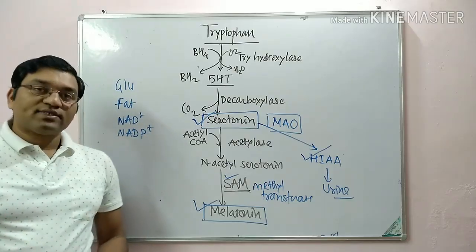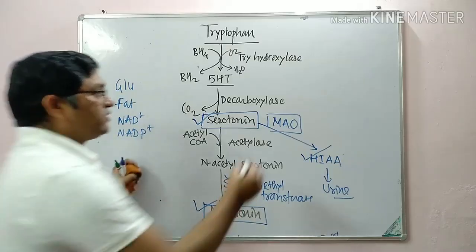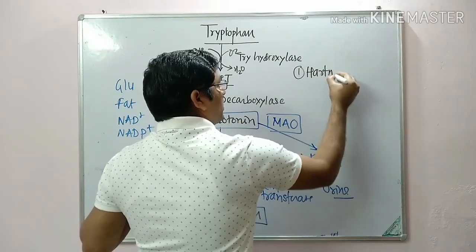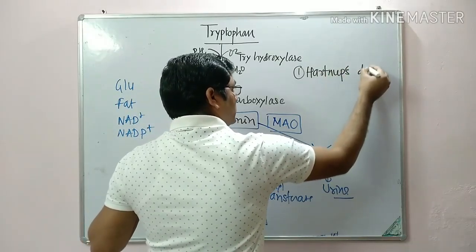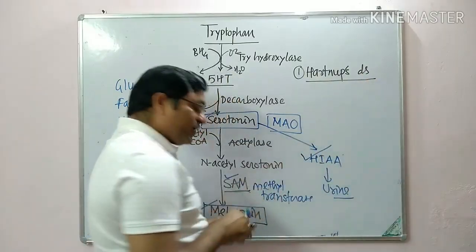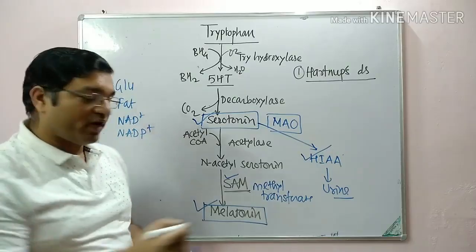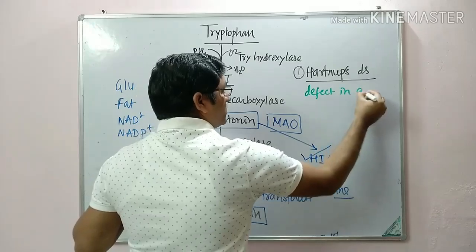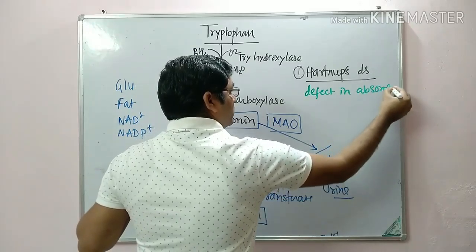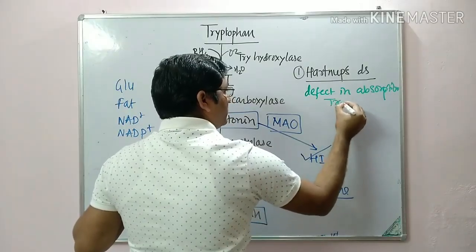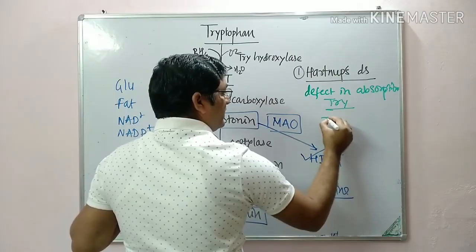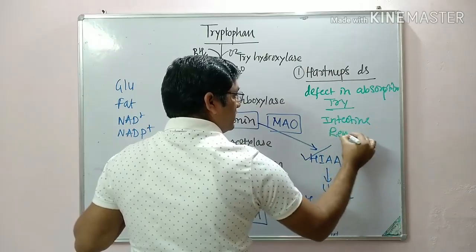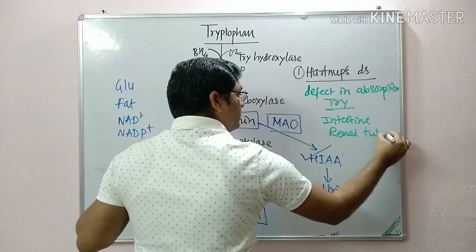There are three important disorders related to tryptophan. First one is Hartnup's disease. This disease is due to defective absorption of tryptophan from the intestine and renal tubule.